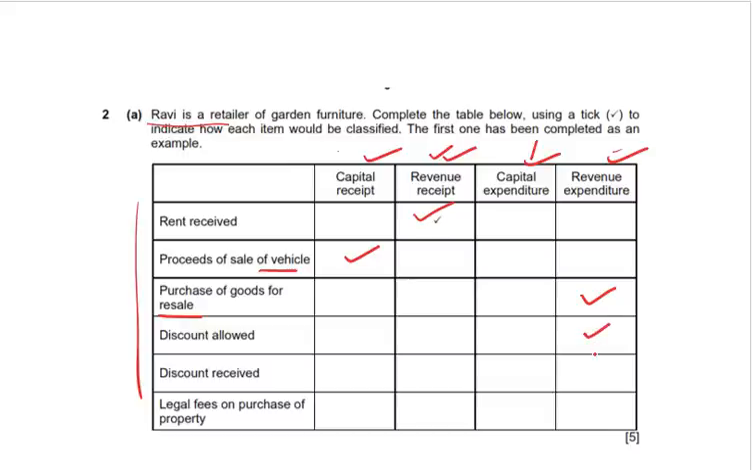Did I say the other one, capital expenditure? No, it's not. Goods for resale you purchased is a revenue expenditure, and discount allowed is also a revenue expenditure. Discount received, money in, it's a revenue receipt. Legal fees, we said at the beginning, is going to be your capital expenditure.